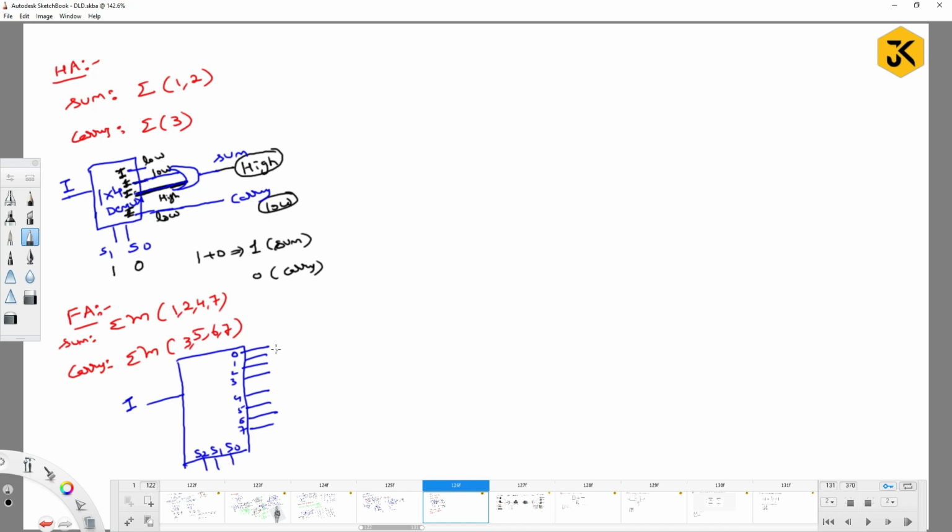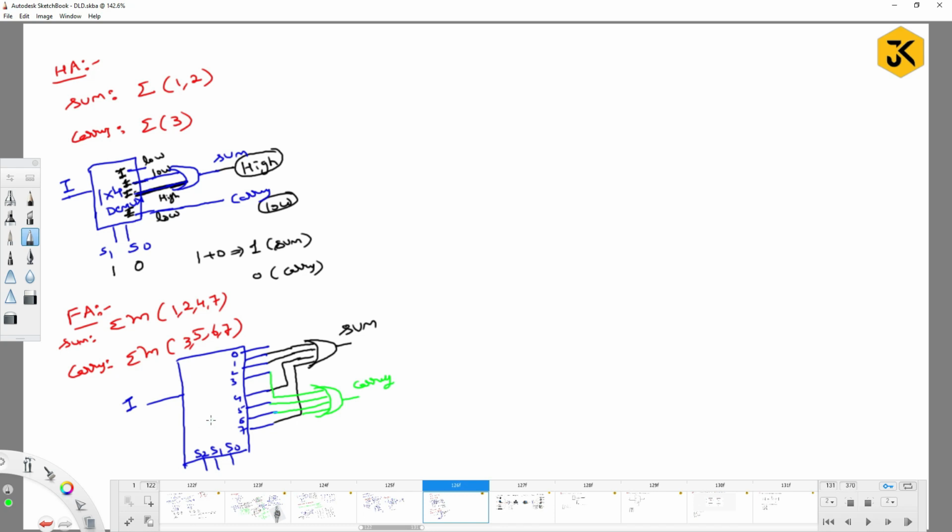Now, if I would like to make the sum, what do you have to do? You have to take out 1, 2, 4 and 7. Right? These should go into one OR gate. This will generate sum. Similarly, to produce the carry, you have to consider 3, 5, 6 and 7. This will generate carry.